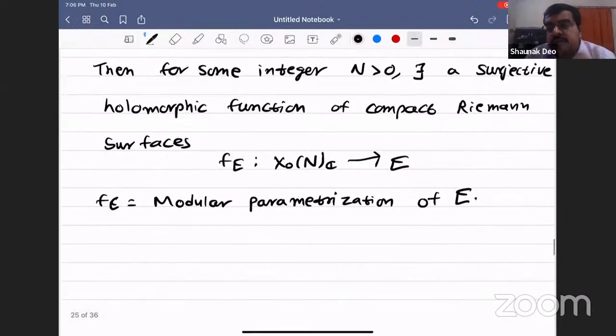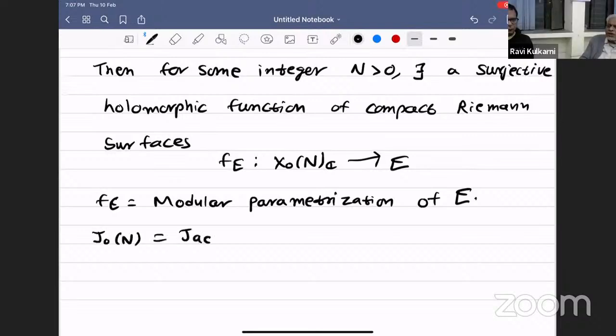Now, there is an equivalent version in terms of Jacobians, which I also sort of stated last time. So let me state it now first. I did not prove that they're equivalent, so I'll give a sketch of the proof of equivalence. So let J_0(n) be.